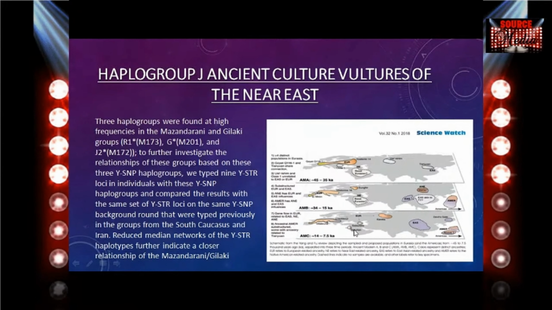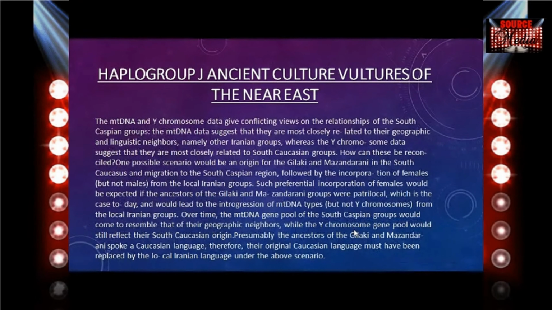Right here. And then what are we finding? Where they at? We finding R1, G's, Basal J's, all this right here is coming from these groups. Ancient Europeans, Japhetic lineages. The mitochondrial and Y chromosome data give convincing views on the relationships of the South Caspian groups. The mitochondrial DNA suggests that they were closely related to their geographic neighbors linguistically.